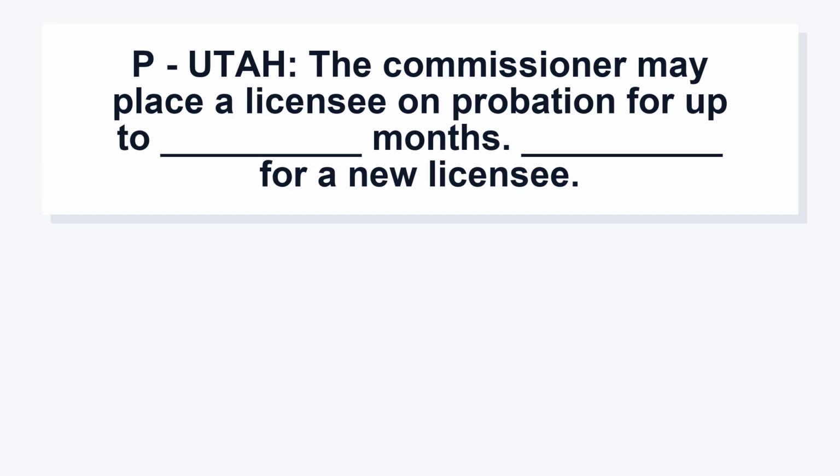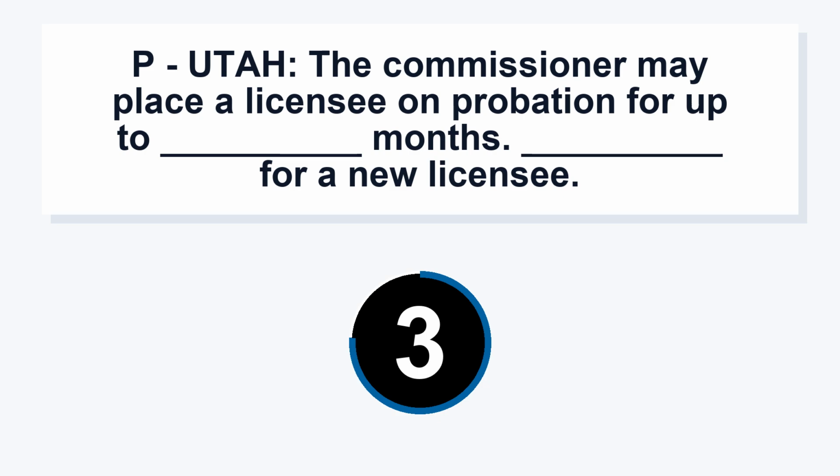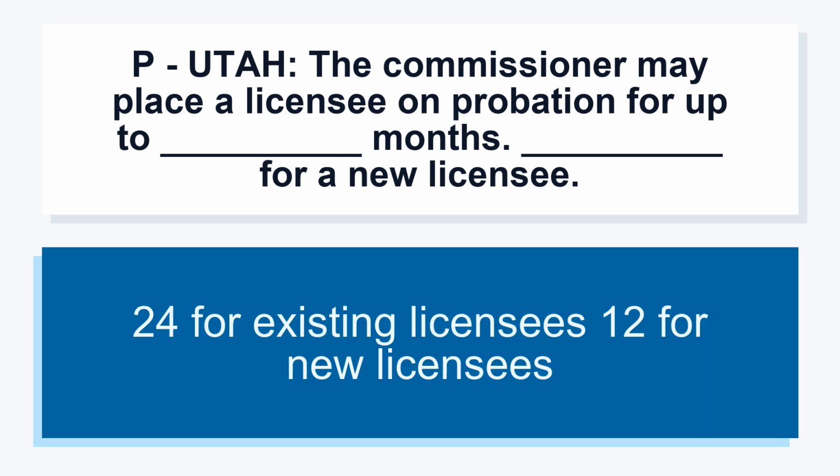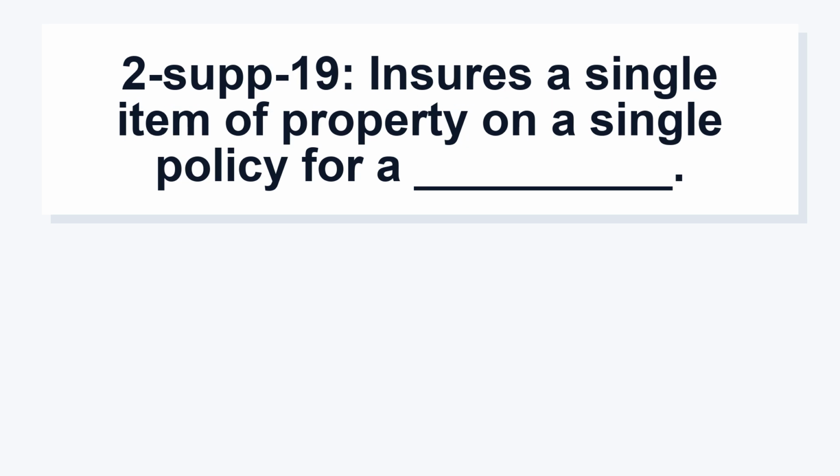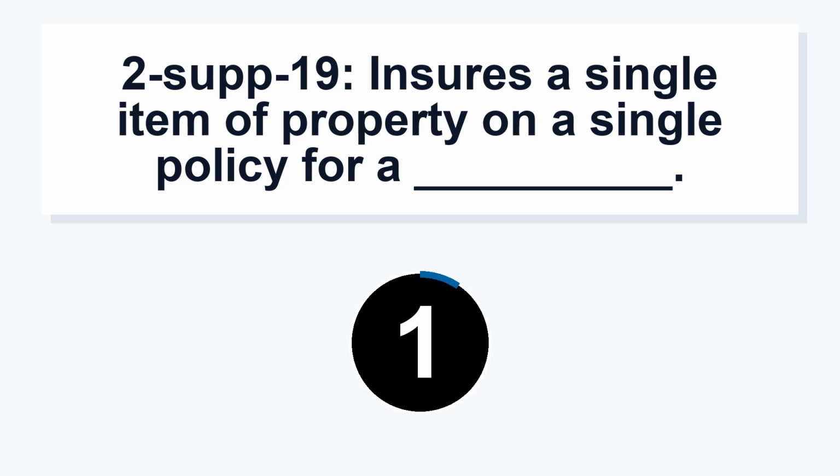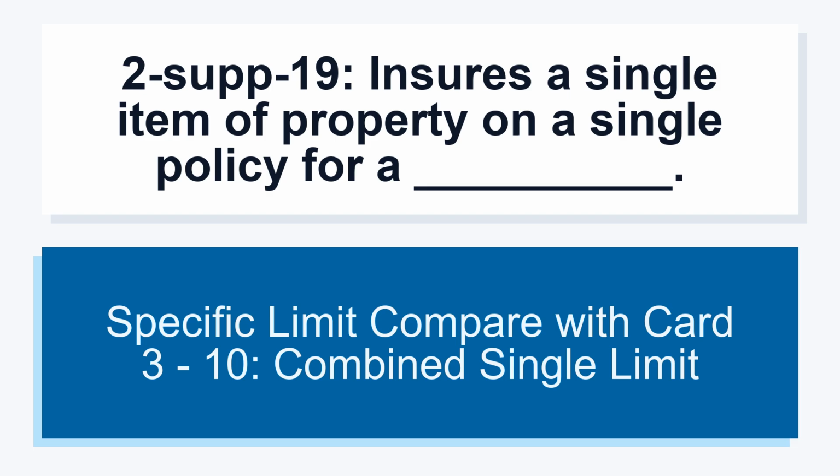P. Utah, the commissioner may place a licensee on probation for up to months. For a new licensee. 24 for existing licensees, 12 for new licensees. 2 Sup 19 insures a single item of property on a single policy for a specific limit. Compare with card 3 to 10 combined single limit.